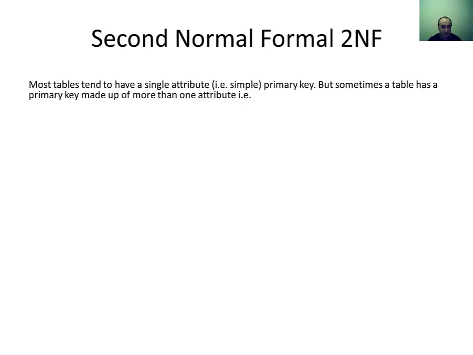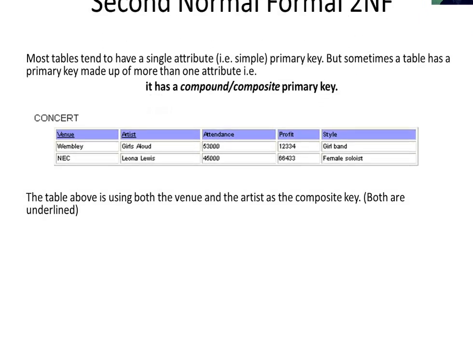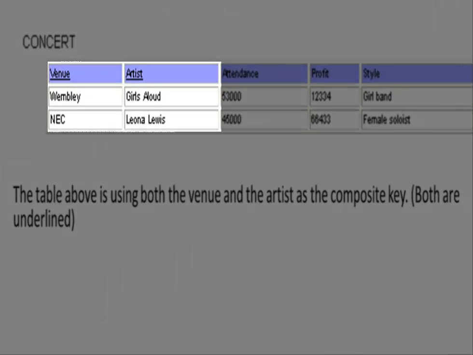In second normal form, most tables tend to have a single attribute that is a simple primary key. But sometimes a table has a primary key made up of more than one attribute. That is, it has a compound or composite primary key. The table above is using both the venue and the artist as the composite key.